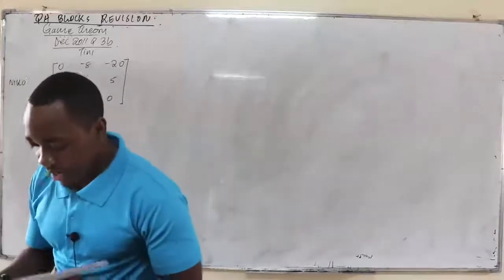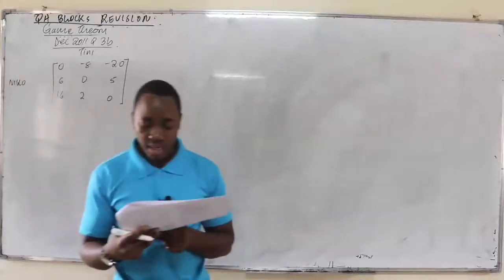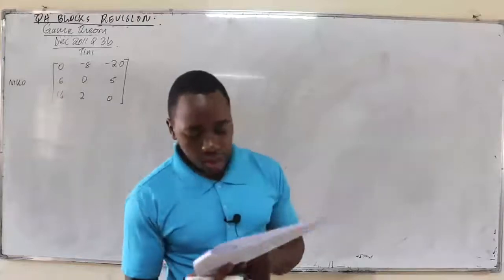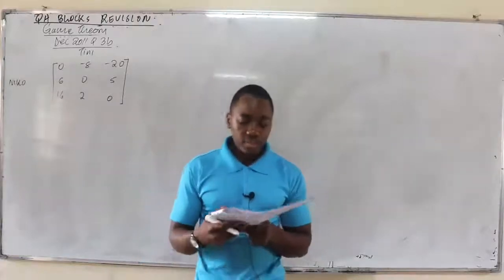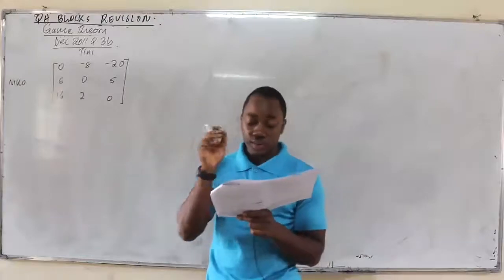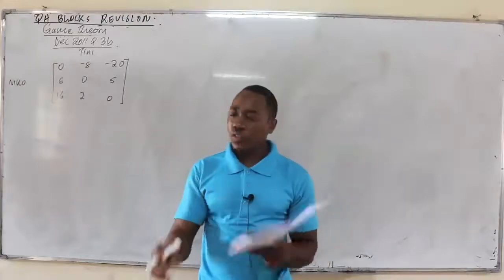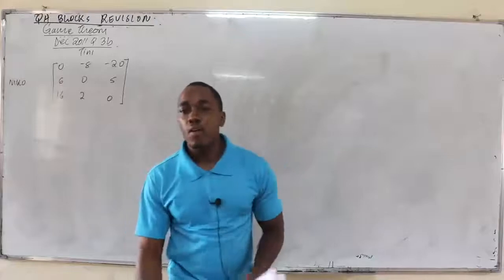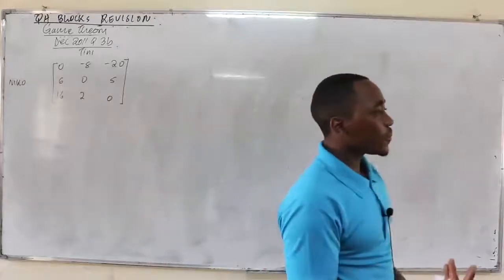So they require the value of the game. Number one, they need the value of the game. Then number two, outline four limitations of game theory. First of all, let's start with the limitation of game theory. So what are the limitations of game theory? Or in short, what were the assumptions of game theory?